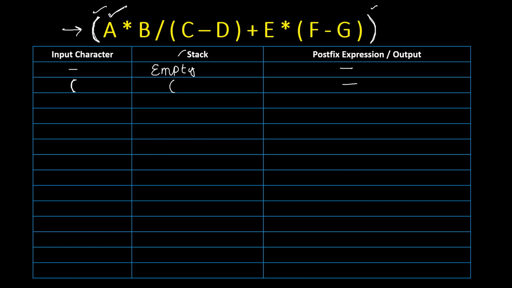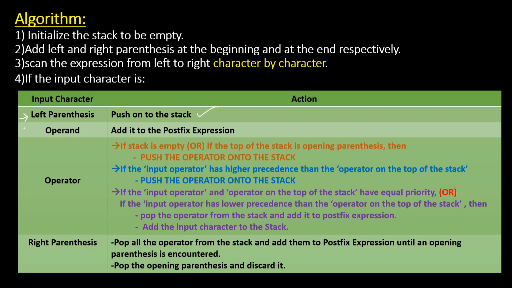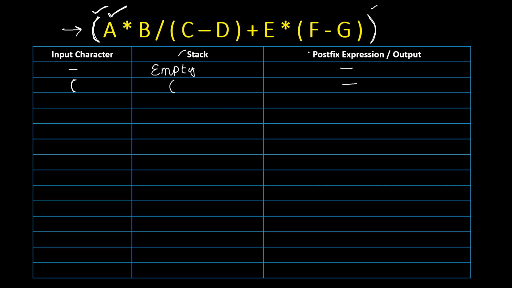And what is the next character? Next character is A. So parenthesis over, next character is A. So what is A? A is an operand. So whenever you have an operand, what we have to do? Add it to the postfix expression. So here in the third column we have the postfix expression. So whenever you have A, first of all take A here, right? There is no change in the stack. Now we have to add this A to the postfix expression. So remember that whenever you complete the process, whatever the expression you are having in this third column, it will be our resultant postfix expression, right?